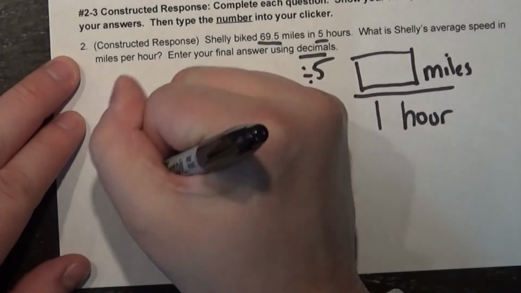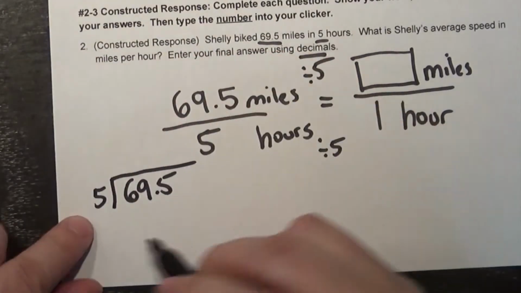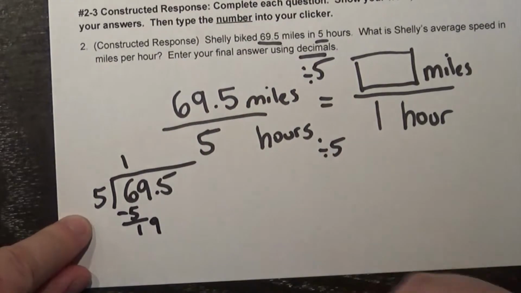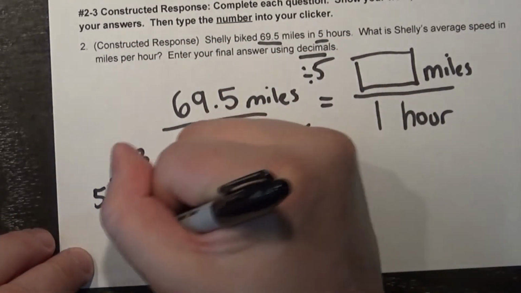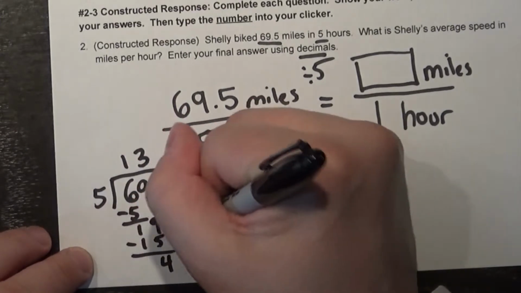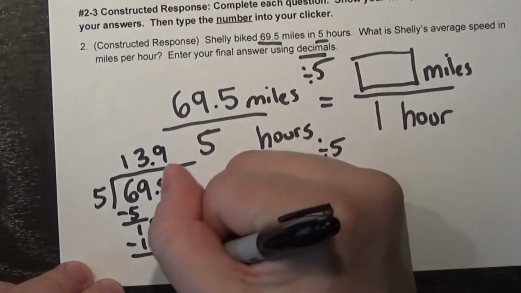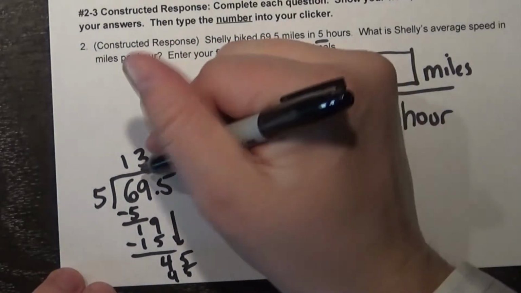5 goes into 6 one time, that's going to be 5. I subtract and get 1 and bring down my 9. 5 goes into 19 3 times. 3 times 5 is 15. I subtract and I get 4. I bring down my 5. 5 goes into 45 9 times, and that's 45, and that would be an even number. I'm running out of paper there. So I came up with 13 and 9/10, and that would be my answer, 13 and 9/10 miles.